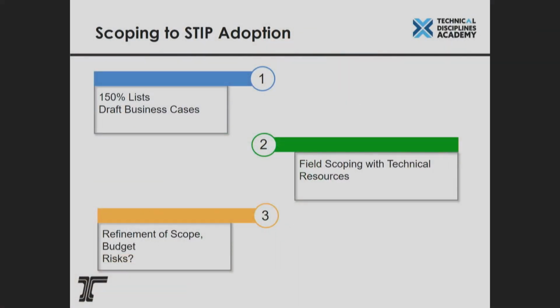Next slide. So these are again just the steps that take us from scoping to adoption. We develop a 150% list, draft business cases. Again, this is something you're not too much involved in. Field scoping with technical resources, this is really where we need your help. Refinement of scope, budget, risk. Risk is a huge thing. That's really something we're trying to get a better handle on. It's not just a contingency, but understanding the risk, and if we need to take a deeper dive into a project to understand those risks and their impact on scope or schedule or budget.